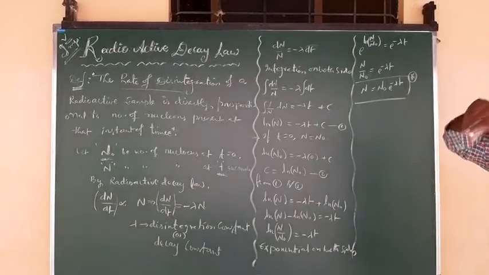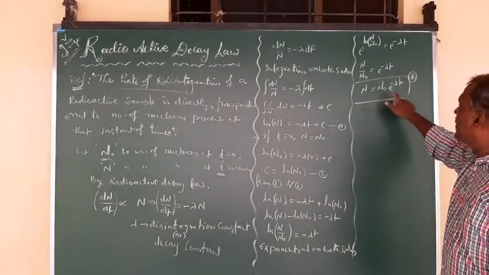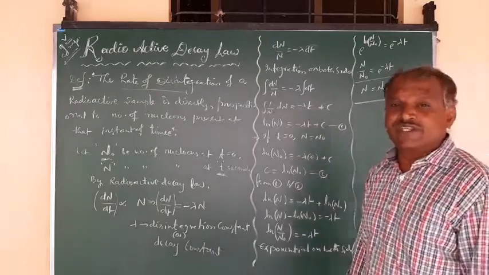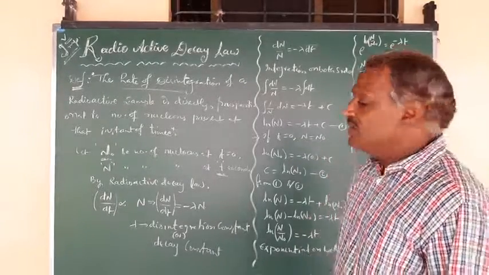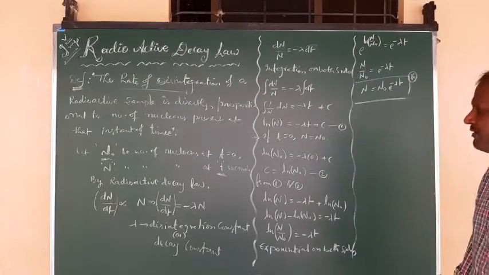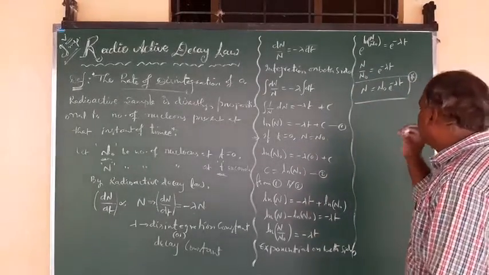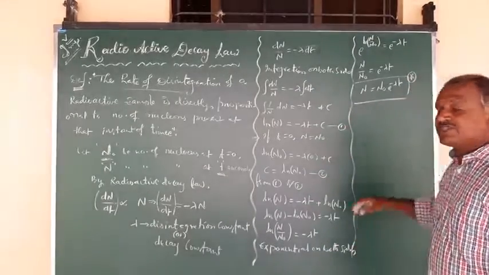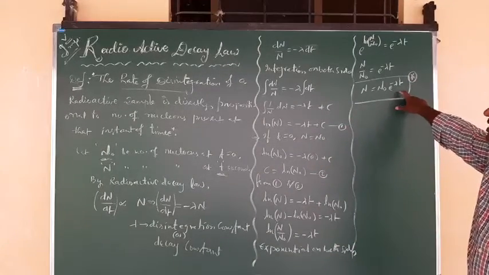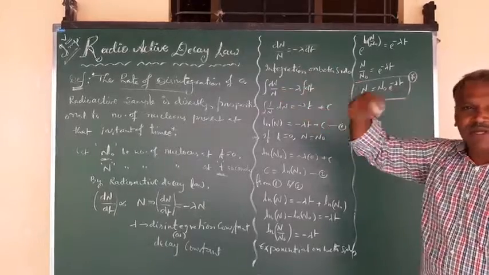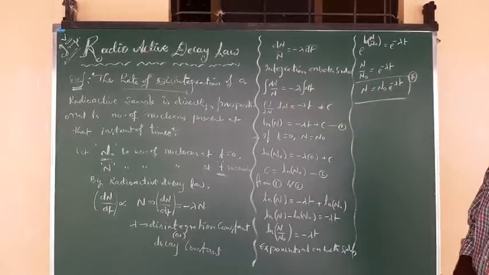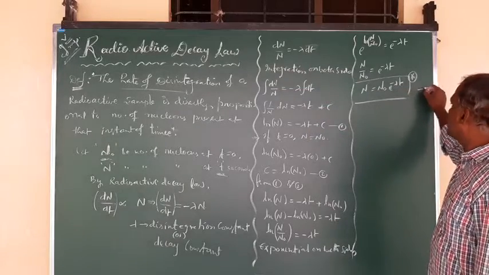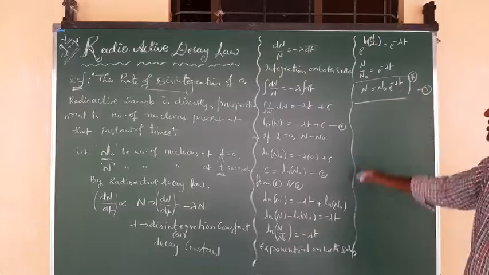When you draw the graph of the number of nucleons with respect to time, you get an exponentially decreasing curve. This equation gives the number of nucleons at any instant of time, which means the number of nucleons in any radioactive sample decreases exponentially. So this is the required equation, the third equation. This is an important one.